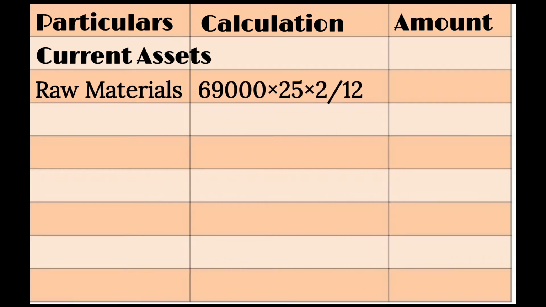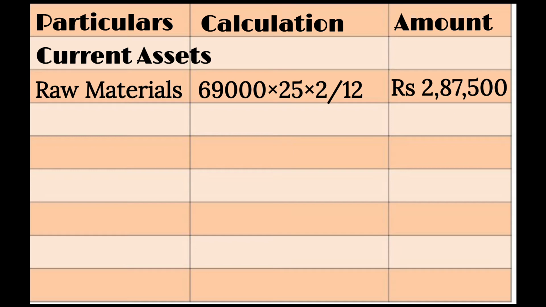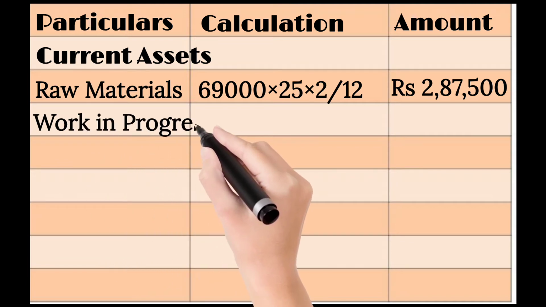Now you can see every calculation was given in months only, so we will do it in months and not convert into weeks. So raw material: the total production was 69,000, per unit cost is rupees 25 and the holding period for raw material was 2 months. So 69,000 into 25 into 2 divided by 12, which gives us raw material of rupees 2,87,500.